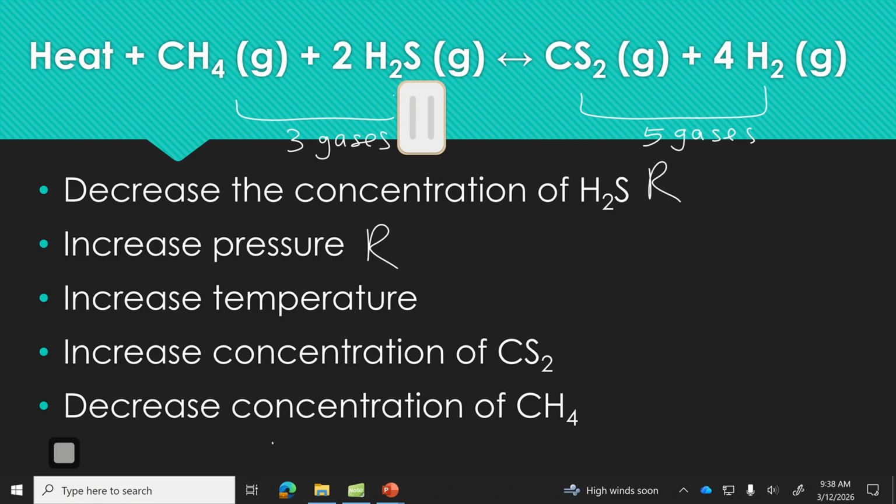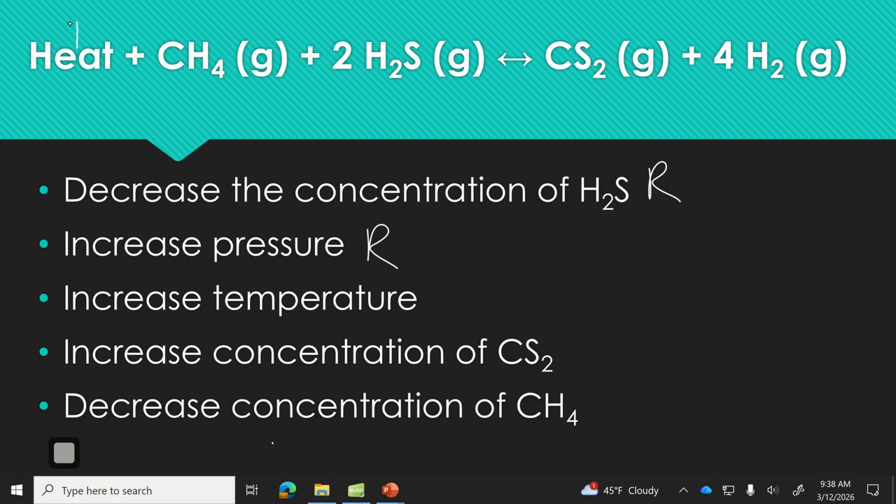Now I'm going to increase the temperature. So I'm adding heat. I don't want all that, so that's going to shift to the right, toward products. Increase concentration of CS2. I'm adding more CS2, I don't want it, so it moves to the other side, back to reactants again. Then it says decrease CH4, so I need to replace that. That's also toward the reactants. So most of these supported moving the equilibrium toward the reactants.